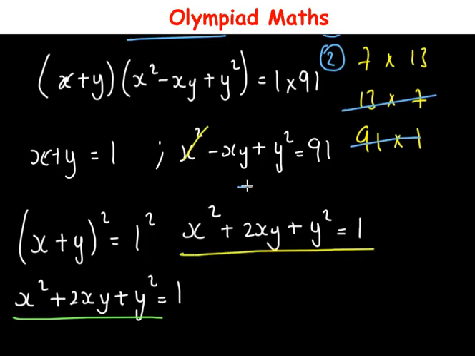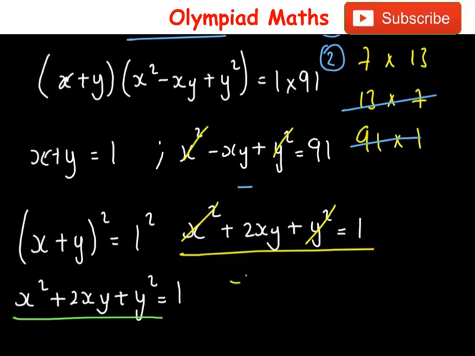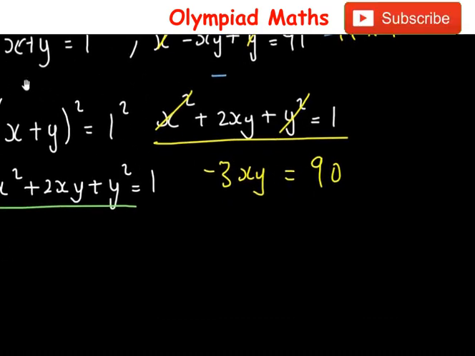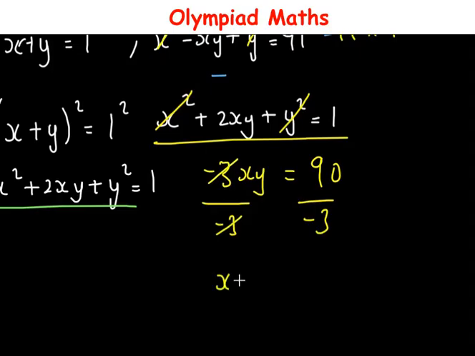So x squared minus x squared will cancel, then plus y squared minus plus y squared will cancel. Then minus xy minus plus 2xy, that is minus 3xy equals 91 minus 1. The value is 90. Okay, so with this, if we then divide both sides by minus 3, we have the value of xy to equal 90 over minus 3. The value is minus 30.